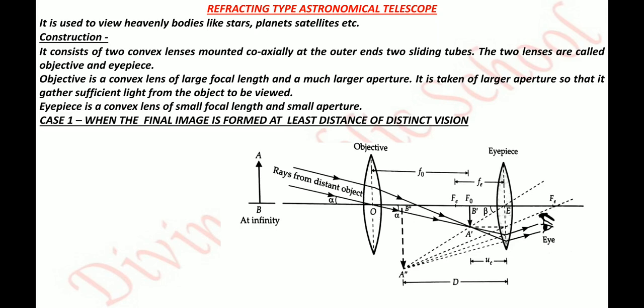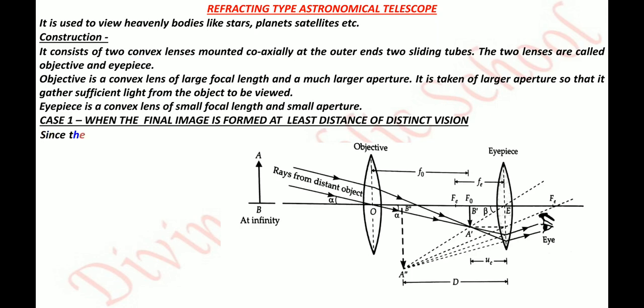Okay, so what is its working? First of all, the tube is so adjusted that maximum light from the object enters the telescope. The objective forms an image between the focus and the optical center of the eyepiece. This image serves as an object for the eyepiece, and the eyepiece forms an image which is at capital D. So this is how this telescope works.